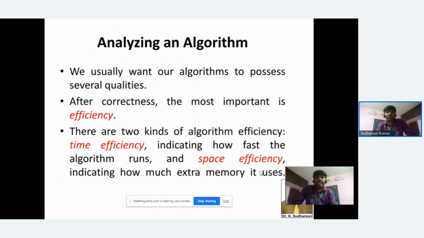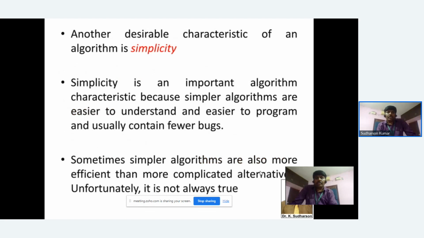Then, analyzing an algorithm, you have to analyze the algorithm in two ways: with the help of time and space. How much time your algorithm is going to take to solve a problem, and at the same time, how much space it requires to solve the problem. You have to analyze these two things. We'll see time efficiency and space efficiency in an elaborate manner in the next session.